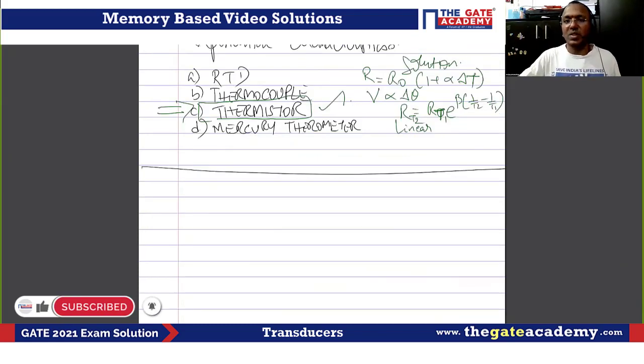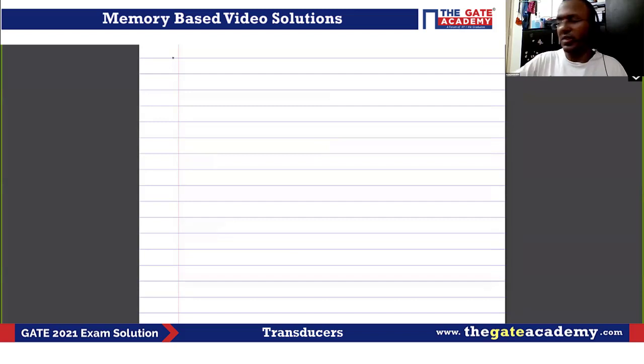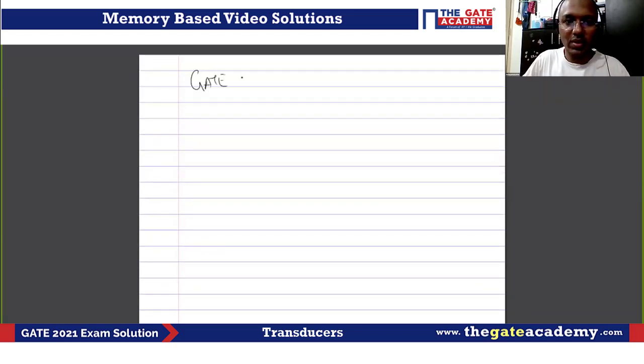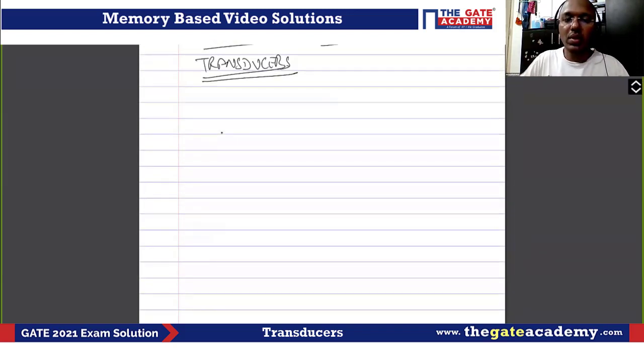Thank you, students. Welcome everyone. We are discussing GATE instrumentation paper for the year 2021. I wish you all success in GATE. Let's get started. So GATE 2021 instrumentation paper. We are discussing transducers. So already we have discussed around 4 or 5 questions in transducer. This is one more question we are going to discuss. This is coming from the topic strain gauge within transducers.